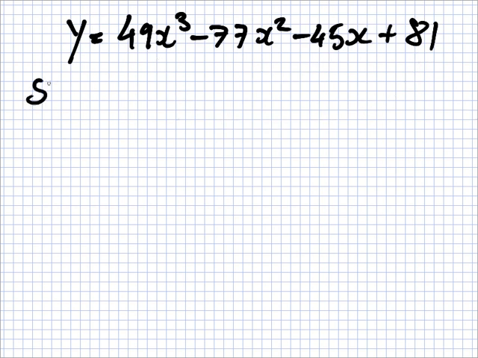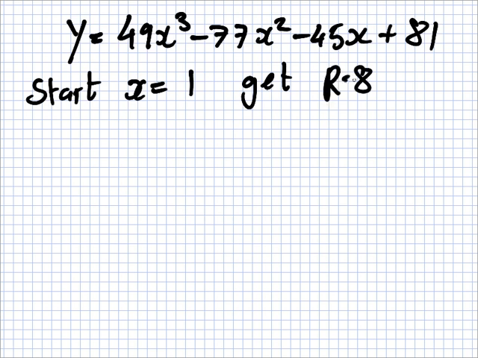So let's start with... it's not 1? Okay, well, if this was a real exam question, I would have tried 1 and it wouldn't have worked. So what happens if you try 1? You get 8. So you get a remainder of 8. So that's no good. We want a remainder of 0.